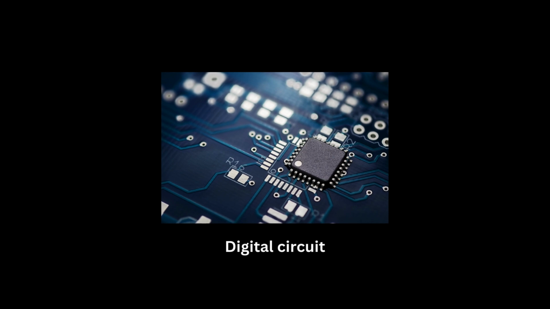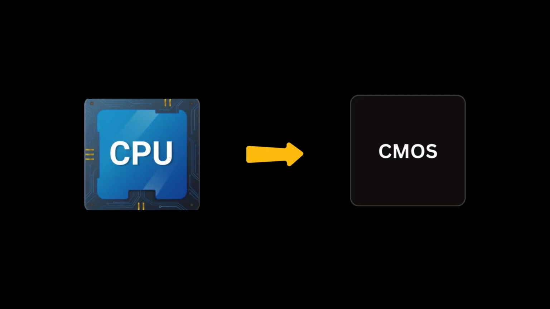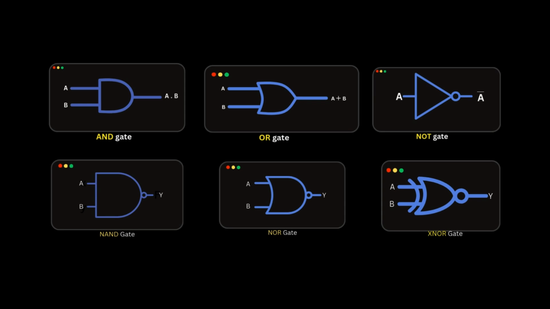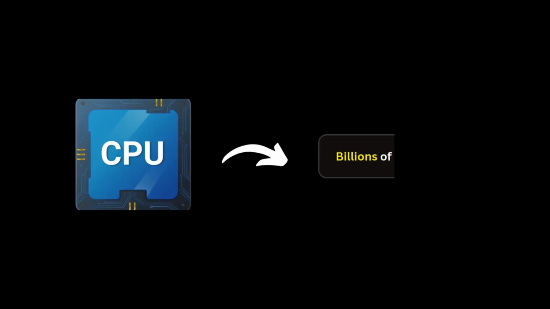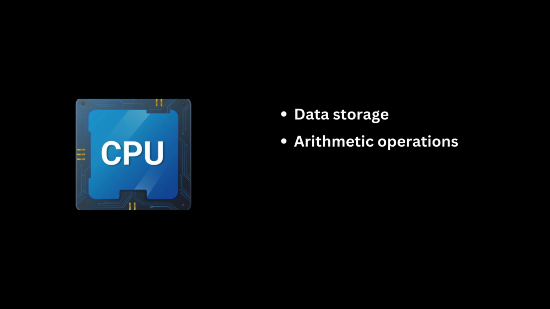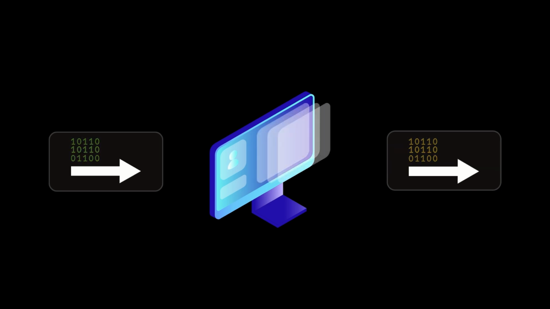In actual digital circuits, including CPUs, we use CMOS, complementary metal oxide semiconductor technology, to implement these gates. In CMOS circuits, switches control the on-off signal through electrical voltage. Using combinations of these logic gates, we can build any digital system, from simple circuits to complex CPUs. A modern CPU contains billions of logic gates that perform various functions, such as data storage, arithmetic operations, decision-making, and timing control. So these logic gates are the building blocks of how computers process and work with binary data at the most basic level.